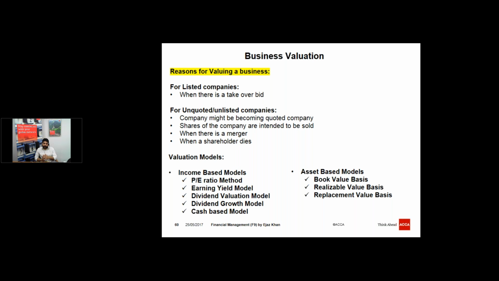So one way of calculating the value of the business is to total the value of the assets on the balance sheet and then subtract.